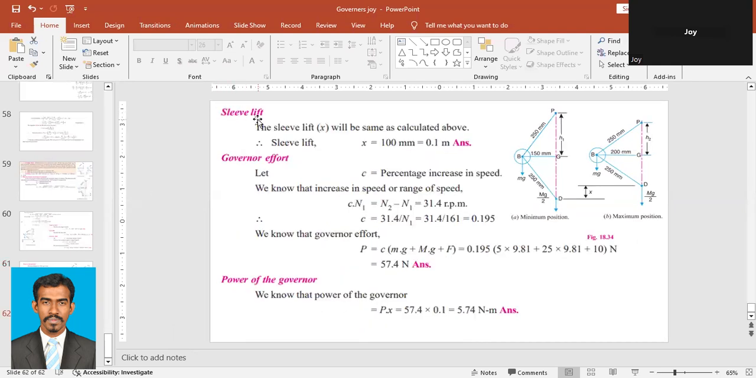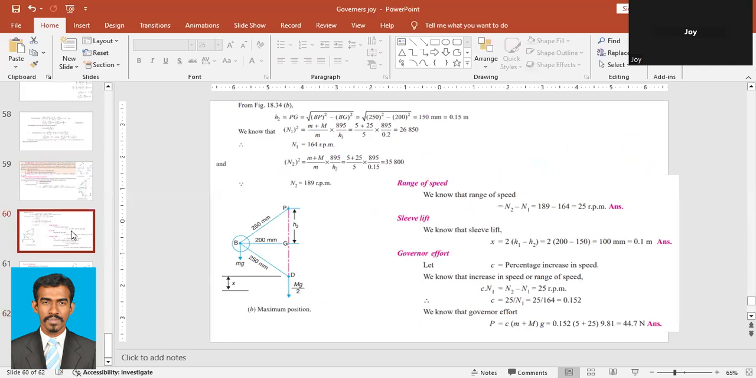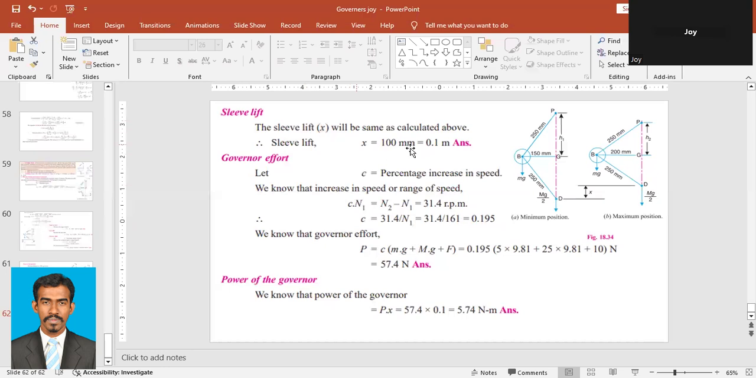Second thing, sleeve lift. We know the sleeve lift x will be the same as calculated before, because there is no change in the sleeve lift. It's not affected by the frictional force. It is 2 times h1 minus h2. We have already found h1 is 0.2 and h2 is 0.15. These h1 and h2 are not affected, so we don't need to worry about that. Therefore, sleeve lift is equal to 0.1 meter. No change in this.